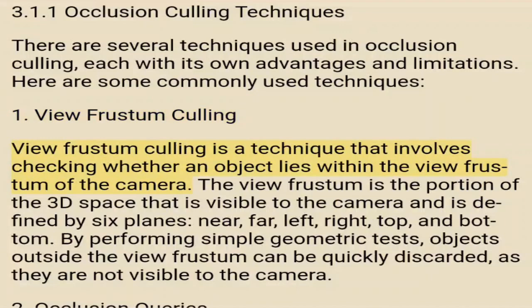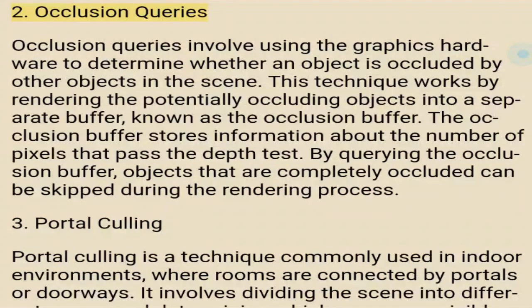View frustum culling is a technique that involves checking whether an object lies within the view frustum of the camera. The view frustum is the portion of the 3D space that is visible to the camera and is defined by 6 planes: near, far, left, right, top, and bottom. By performing simple geometric tests, objects outside the view frustum can be quickly discarded, as they are not visible to the camera.